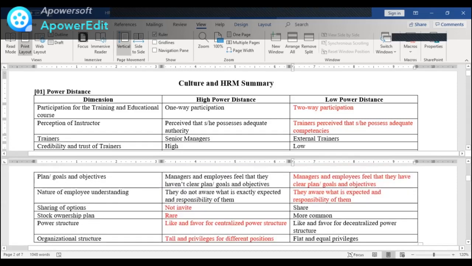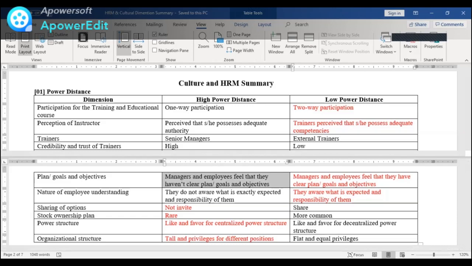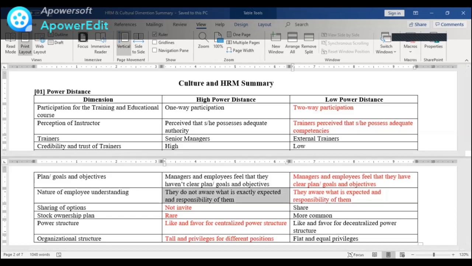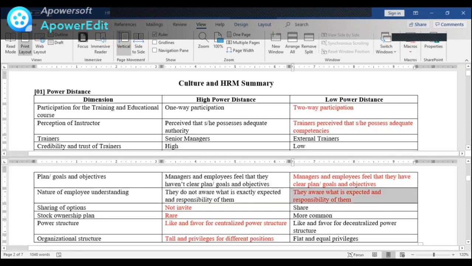Then plan, goals and objectives. In high power distance, managers and employees feel they do not have clear plans, goals, and objectives. But in low power distance culture, managers and employees feel they have clear plans, goals, and objectives. Nature of employee understanding. In high power distance culture, they are not aware of what is exactly expected and what their responsibilities are. However, in low power distance, workers are aware of what is expected and what their responsibilities are.